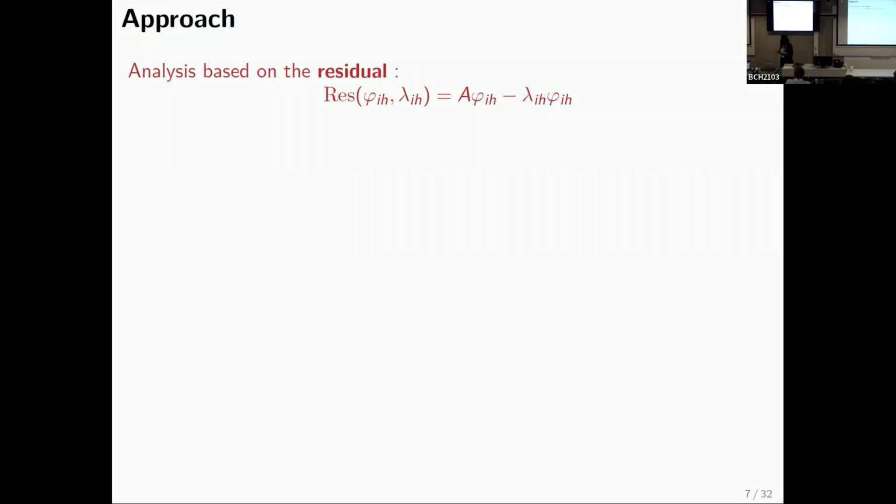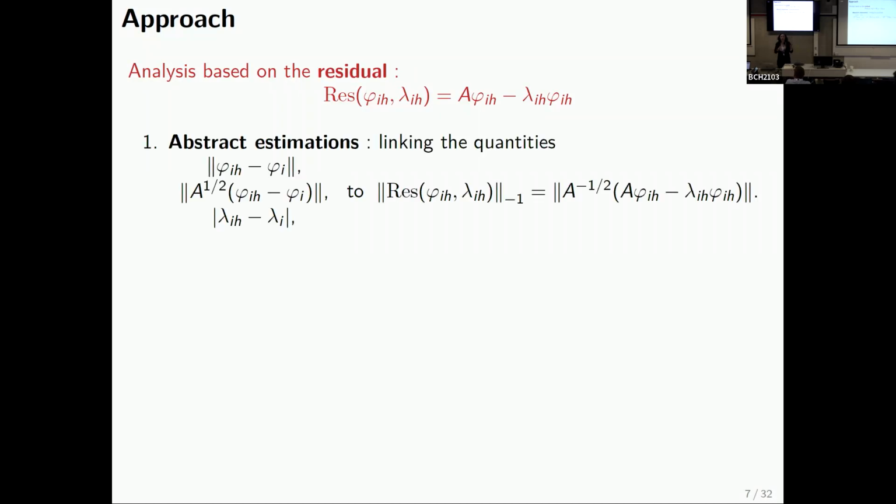So, in a way, it's a kind of good indicator how well you solve the equation. But then the whole game is to manage to link the error on the solution to the error in the residual, because the residual only depends on the approximate solution. So in a way, this is something that you can compute, whereas the error between the exact and the approximate solution you cannot compute. So the way we did it was first to link the quantities of the different errors, so between the errors on the eigenvectors and the eigenvalues, to some norm of the residual.